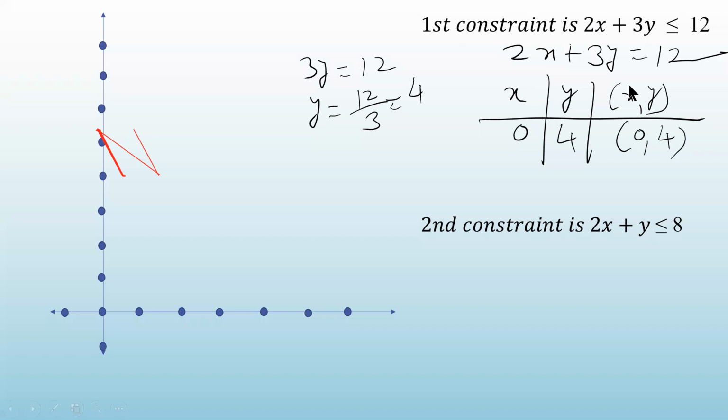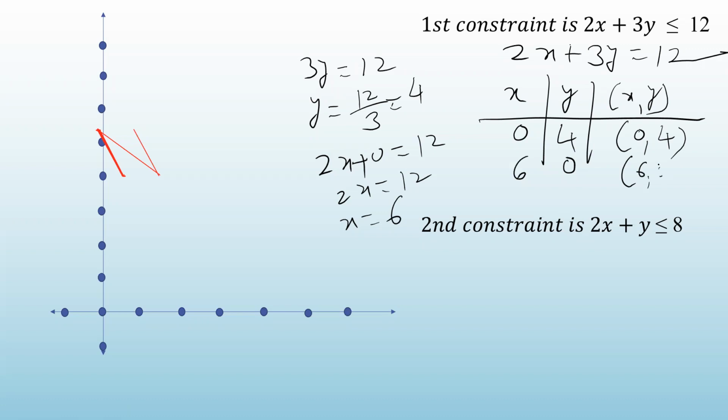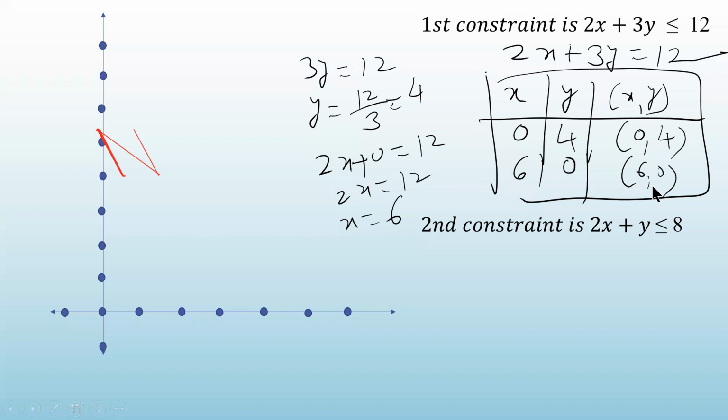Correct? Next time you put y equal to 0. When you put here y equal to 0, this entire thing will become 0. So 2x plus 0 equal to 12. So 2x is 12. So what is x? 12 divided by 2, that is 6. So you will get the point 6, 0. So these are the 2 points which I have got, 0, 4 and 6, 0. Now what you have to do? Plot these 2 points on the graph paper.